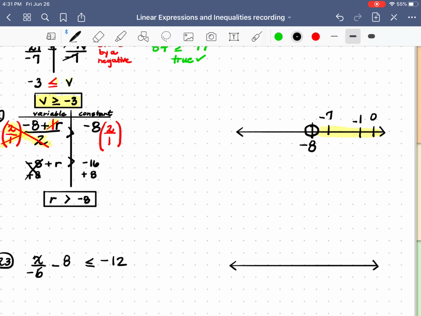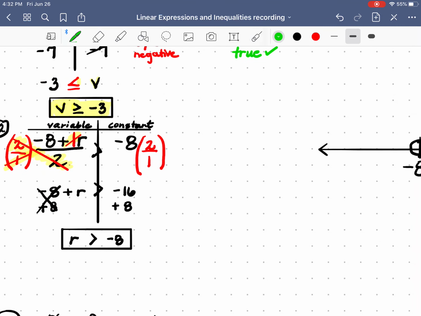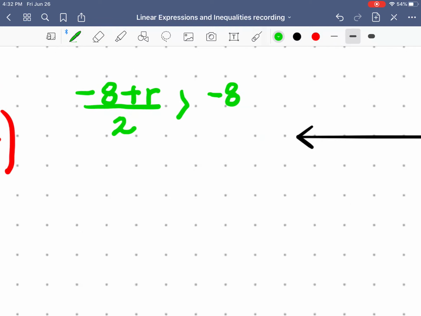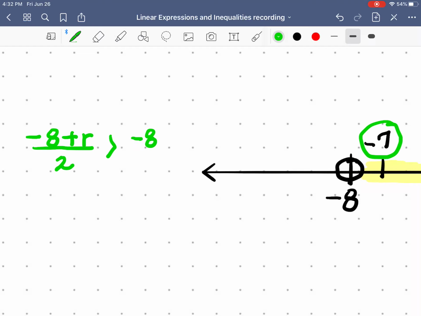And this time, I'm going to use the negative 7 as my test solution. I like to go with that first possible one, but you don't have to. You could pick any of them. You do, however, need your original problem. So you have a negative 8 plus r divided by 2, and that is supposed to be greater than negative 8. So let's test this out using negative 7 for that r.